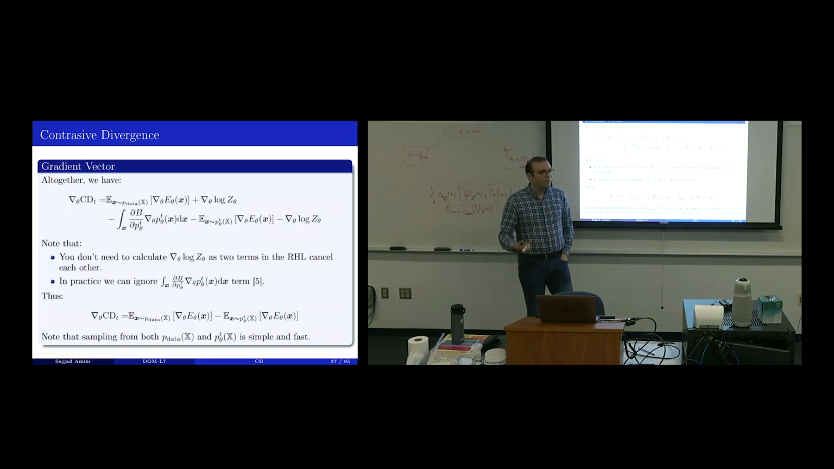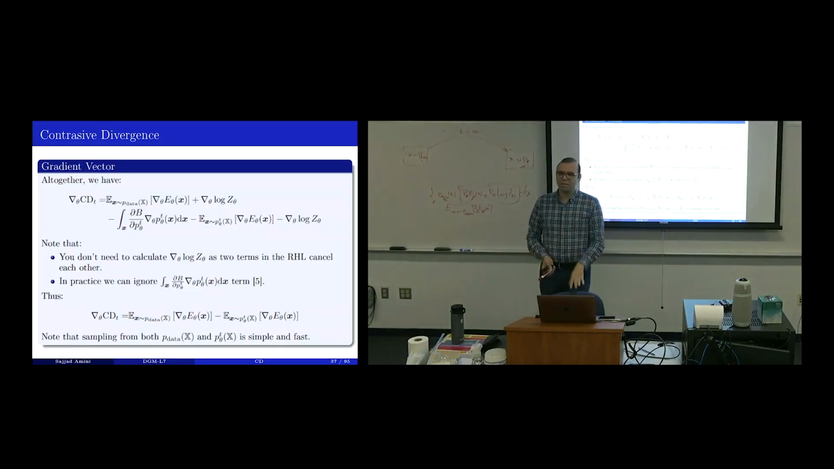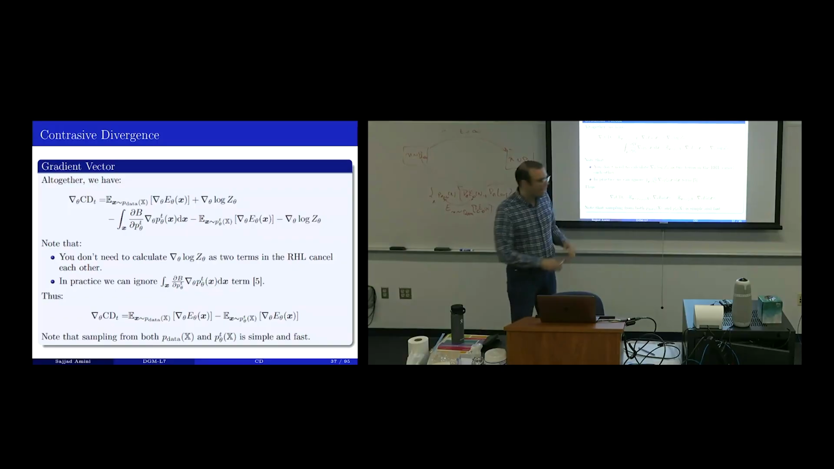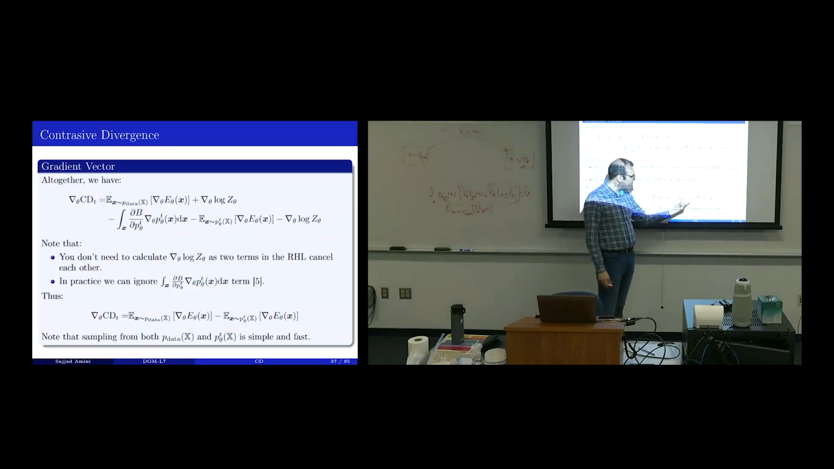It is much easier than calculating the true model distribution, samples coming from the true model distribution. We tolerate ignoring this integral and changing this expectation from x coming from p theta of x into x coming from p theta t of x.